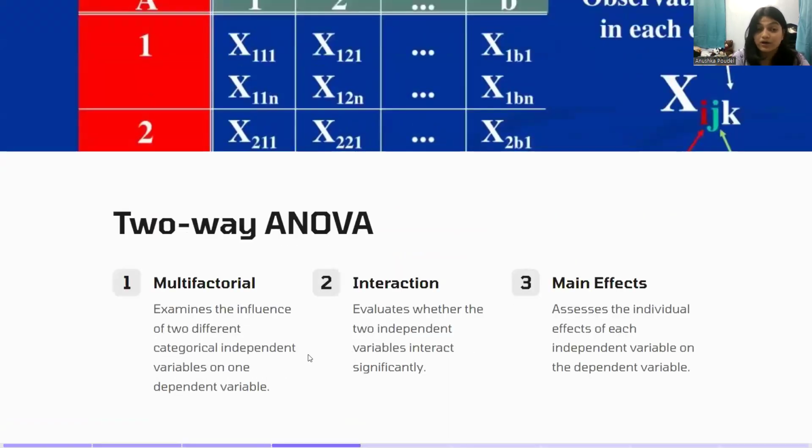We have two-way ANOVA, which is multifactorial and examines the influence of two different categorical independent variables on one dependent variable. Interaction evaluates whether the two independent variables interact significantly. Main effect assesses the individual effects of each independent variable on the dependent variable.